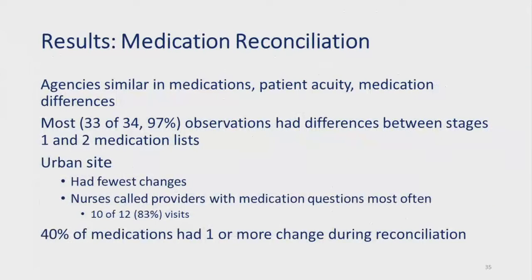Okay, so nurses are typing in a lot of medication information when you've got an average of 13 meds per patient. We found when comparing the agencies that they were similar in terms of the medications, the number, the patient acuity, and the occurrence of differences in the medications across all agencies, which is important because that means that we can group all the agencies together in our analysis if we wish. We saw that most of the observations had differences between stages 1 and 2 of the medication list. So only one observation had the medication list from the referring facility the same as the medication list in the plan of care, which is understandable with that number of medications.